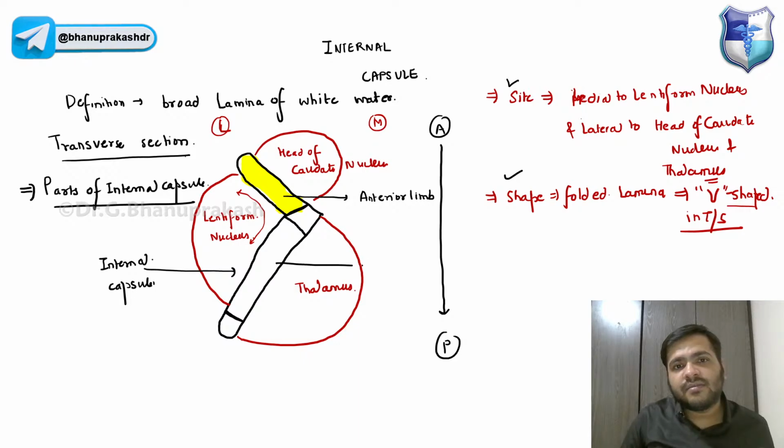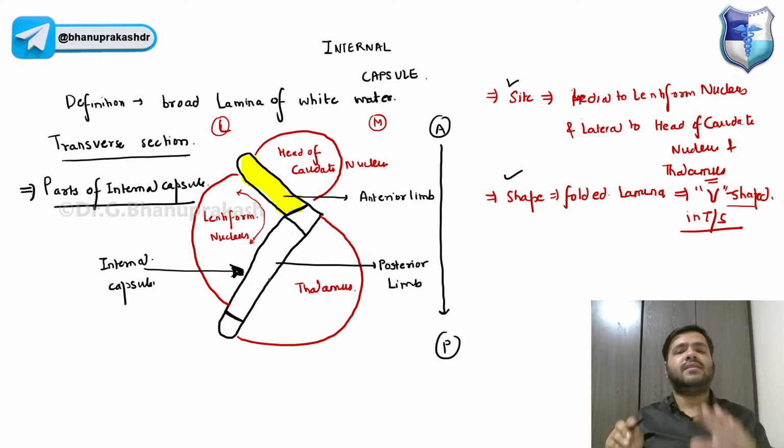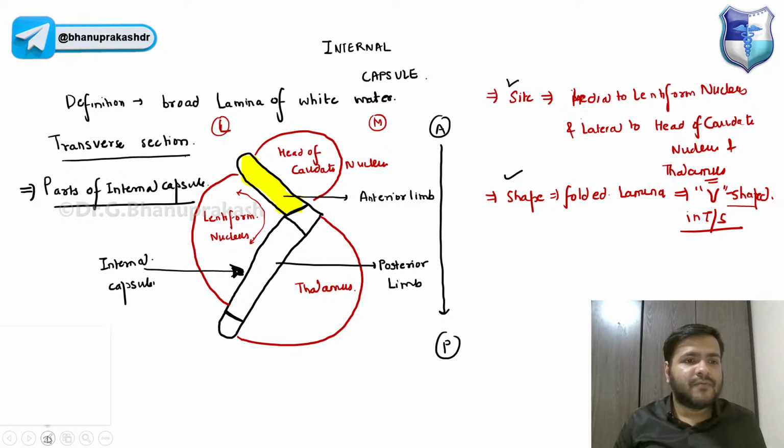This structure is the posterior limb of the internal capsule. This is the internal capsule. So we have the anterior limb, and we also have this posterior limb. If you can just appreciate.